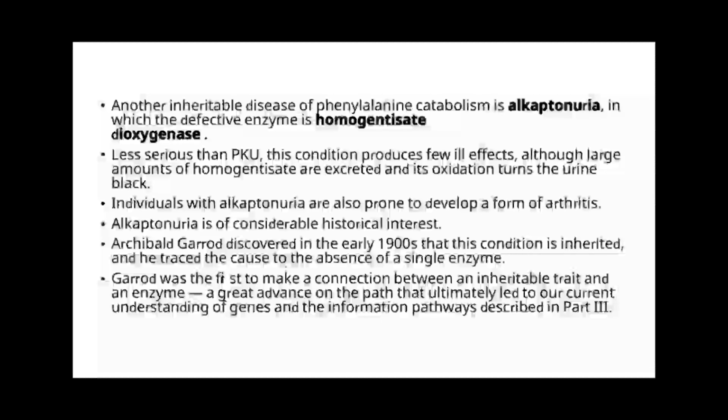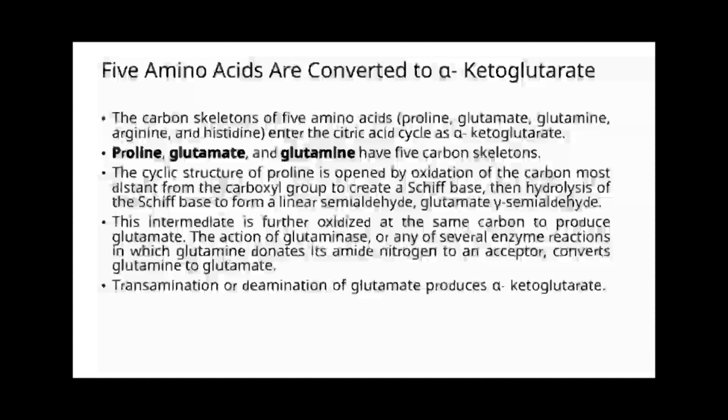Now, let's look at how the carbon skeletons of 5 specific amino acids, proline, glutamate, glutamine, arginine, and histidine, enter the citric acid cycle. They all feed into the cycle as alpha-ketoglutarate, which is a key intermediate. Focusing first on proline, glutamate, and glutamine, these amino acids have 5 carbon skeletons. That's important because it means they can be directly funneled into the cycle after some transformations.